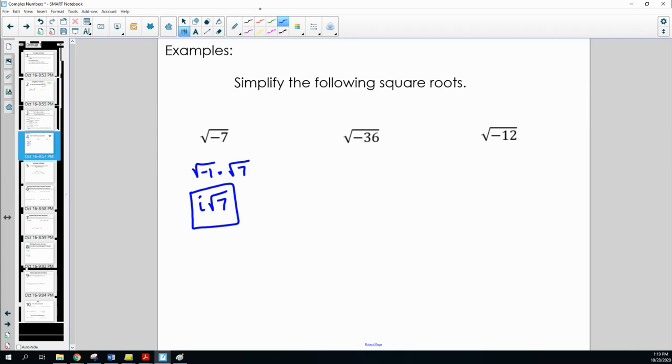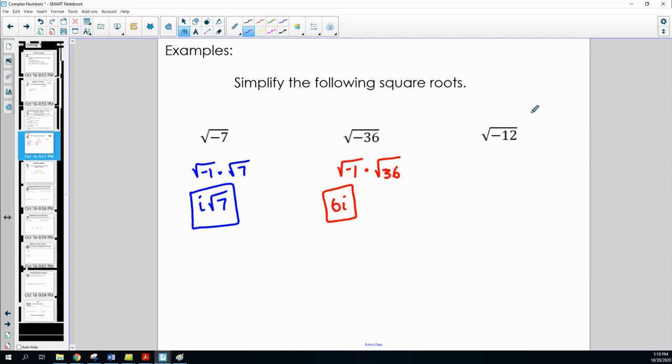So this 7 can't be broken down, so we would just leave our answer as i square root of 7. For number 2 here, we have the square root of -36. So again, you can break it down into the square root of -1 times the square root of 36. So the square root of -1 is i, that comes outside. The square root of 36 is 6, so that's going to join the i outside. So we put our number in front of the i. So this would be 6i.